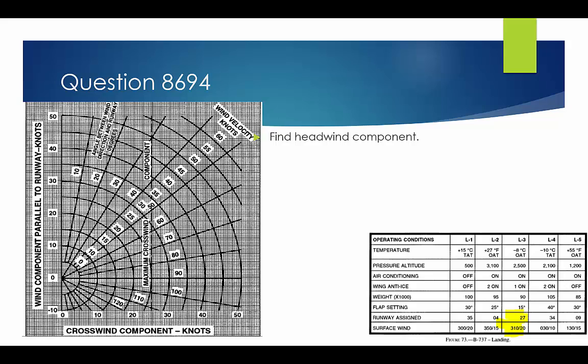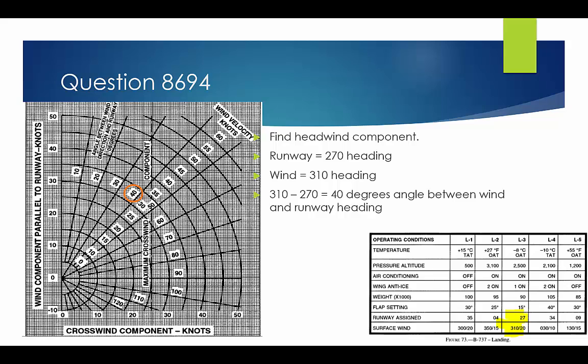First, let's find out the headwind component. We actually do need to know the headwind component to do this problem. We have a runway heading of 270, and we are given a wind direction of 310. We're going to find the angle between these two. So 310 and 270, the angle between the two is 40 degrees.